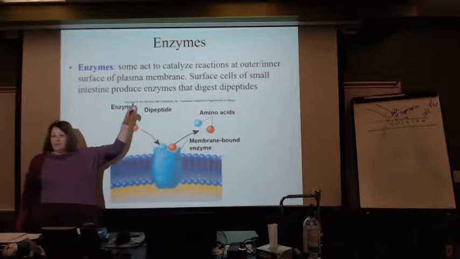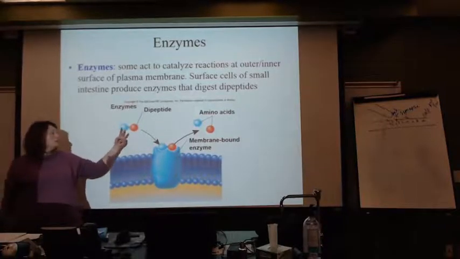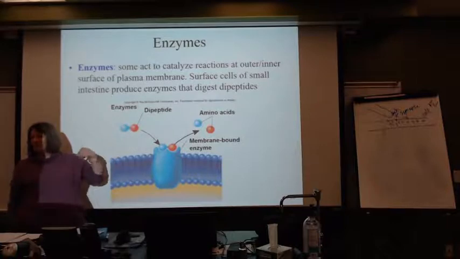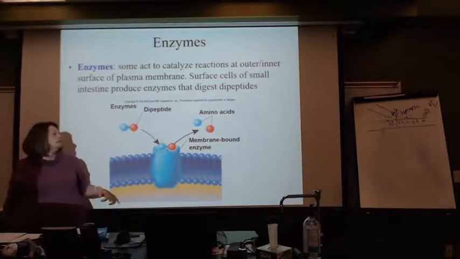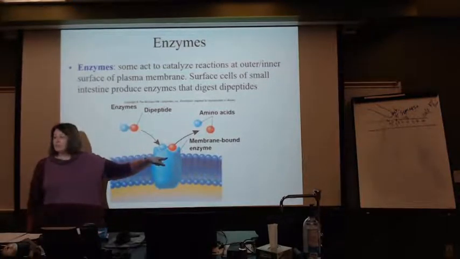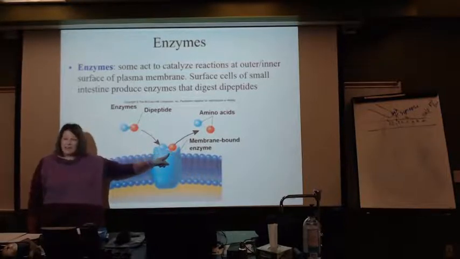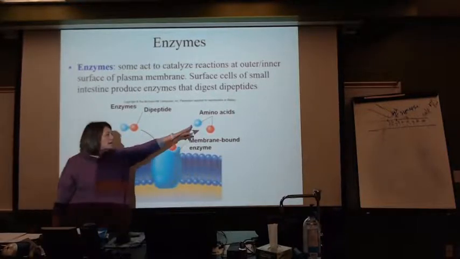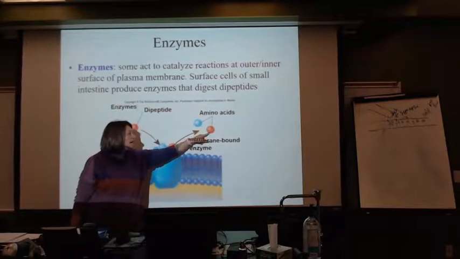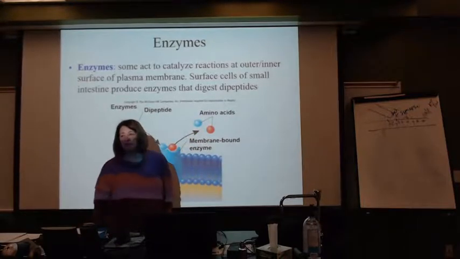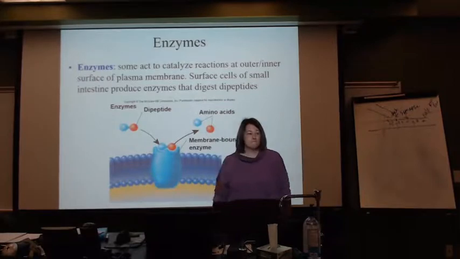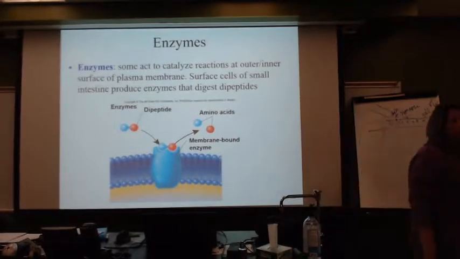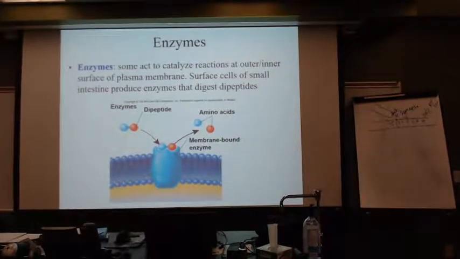If, for example, these 2 amino acids still connected can fit into the protein structure, it can catalyze the reaction, break the bond, and I now have 2 amino acids that can go into the cell. So is that up to 6 now?